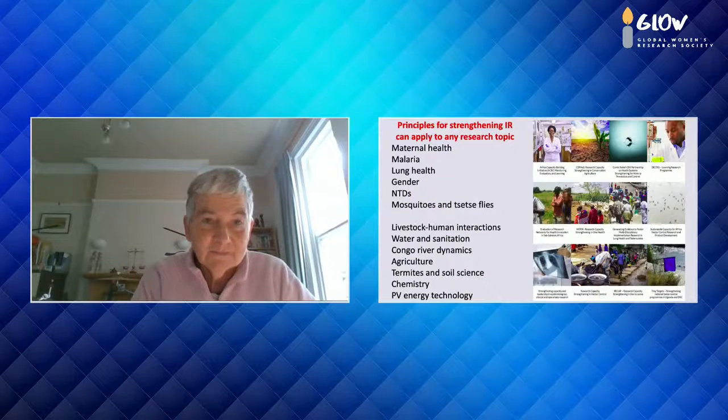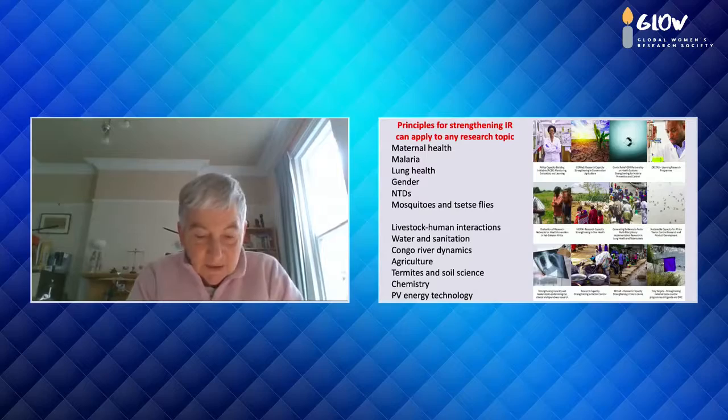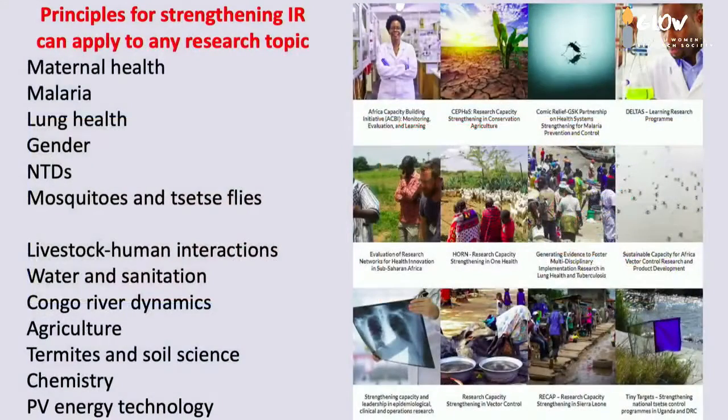Slide 4, please. So I just want to stress that the principles that we use for strengthening capacity for research can apply to any research topic. The principles I'm going to talk about are not restricted to maternal health, although we have used them for maternal health. I'm a haematologist, so a lot of my maternal health work is around anemia and blood transfusion. But we've also, for example, used the same principles on soil science and termite hills and nanotechnology for solar panels. So it can apply to anything.